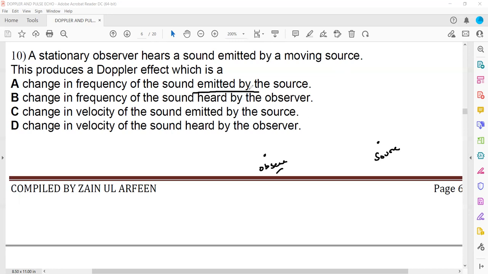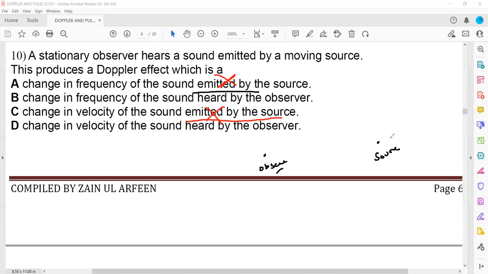That is totally wrong. Source frequency and the source wavelength are not changing. So this option is completely wrong. What is emitted from the source can never change. Then, here there is a change in velocity of a sound emitted by the source. Again, that is also wrong, because what is emitted, the frequency, the wavelength, the speed of the wave which is emitted by the source, is not changing. What the observer receives will change.